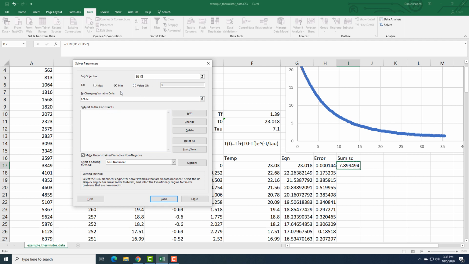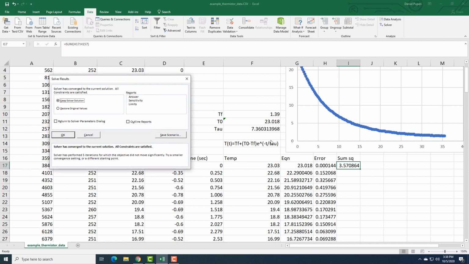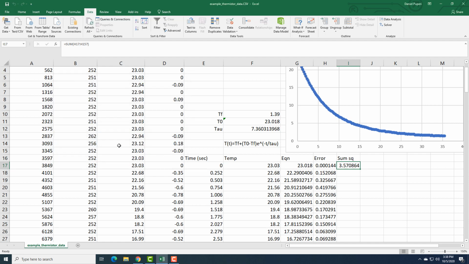Set I17 to a minimum by changing F12, hit solve, and some magic happens, and it tells us our minimum tau is 7.36, minimizing the sum of squares. You can either restore the original values or keep the solution. I'm going to keep the solution. This is my best guess at what the tau is for this temperature sensor. All right, that's how you do it. That's why Excel is really, really cool. You can use Solver to do some of these things. You guys will do this for all your other temperature sensors as well. You will figure out the tau value for all your other temperature measurements using this same technique.